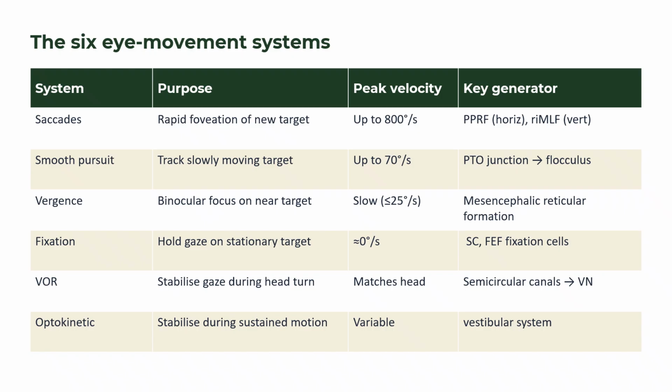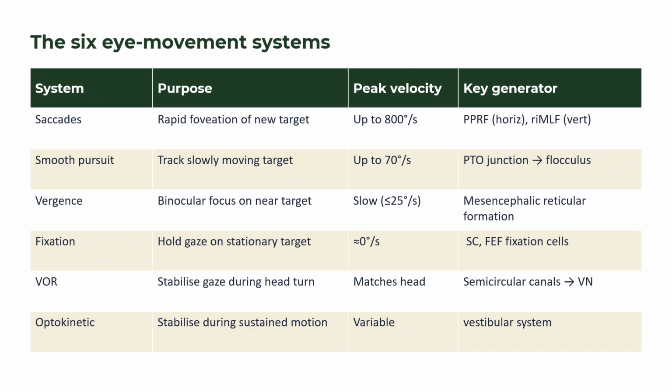Third one, vergence. The purpose is binocular focus on the near target. The peak velocity is less than 25 degrees per second. It is generated by mesencephalic reticular formation. Fixation. The purpose of fixation is holding the gaze on a stationary target, that is, it doesn't move, that is 0 degrees of movement per second. This is generated by superior colliculus and frontal eye field fixation cells.